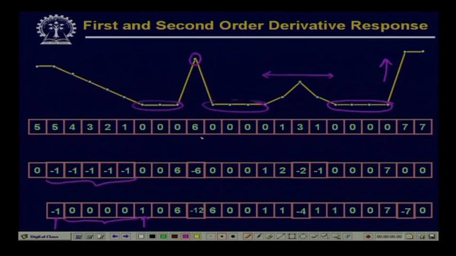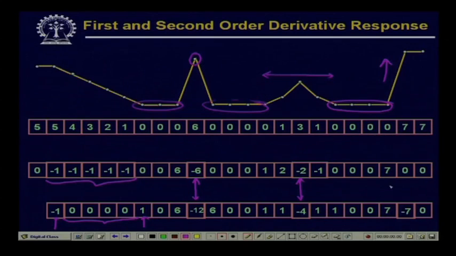Similarly, coming to this isolated point, if I compare the response of the first order derivative and the second order derivative, you find that the response of the second order derivative for an isolated point is much stronger than the response of the first order derivative. Similar is the case for a thin line. The response of the second order derivative is greater than the response of the first order derivative.